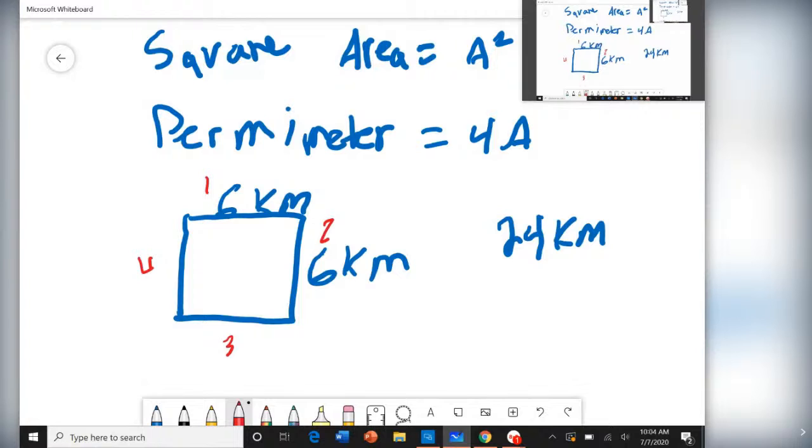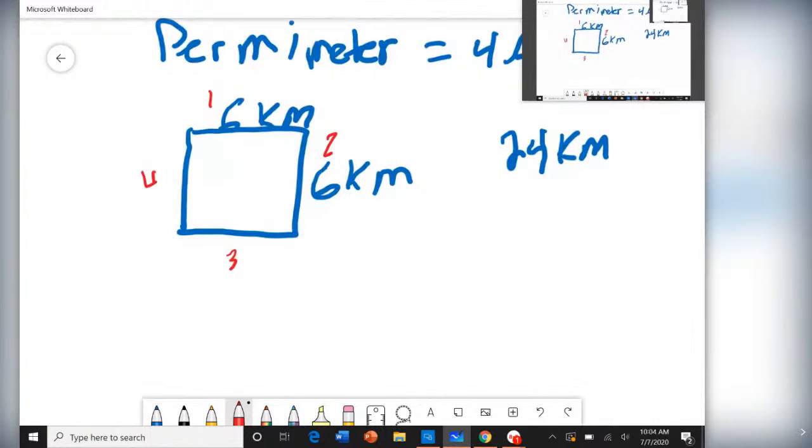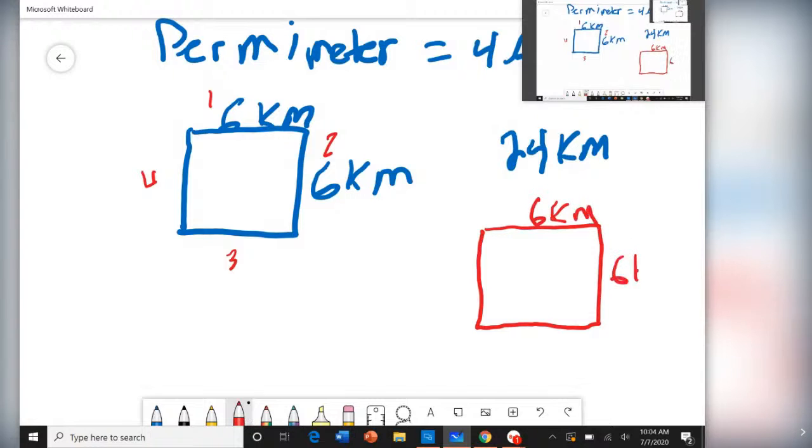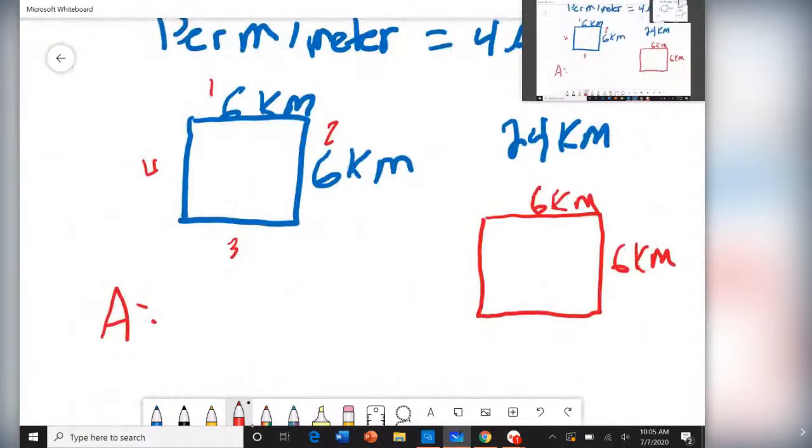That's the distance around. For the area, it's going to be a little bit different, but I want you to think of it this way. We'll do the exact same one. I'm going to do this in red. If we know one side is 6 km and the other one is 6 km, now we're trying to find the area. And the area would be a squared. So that would be 6 times 6, because squared is when you multiply the number times itself. So the area is going to be 36.